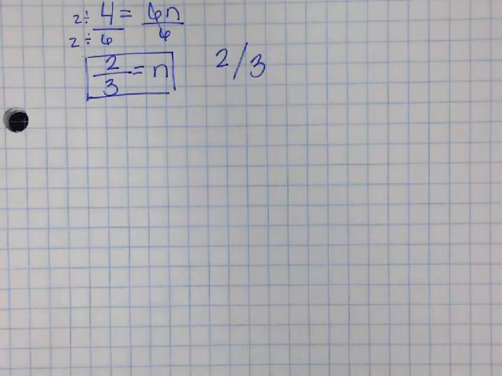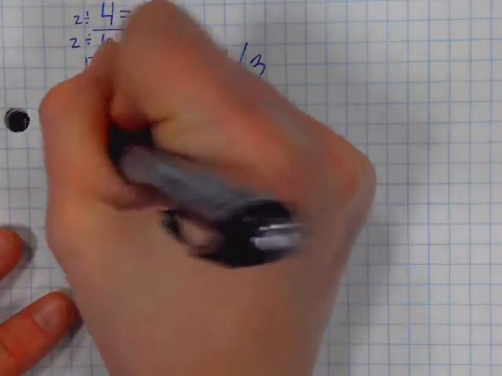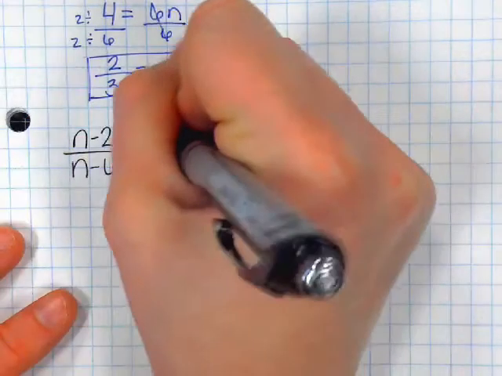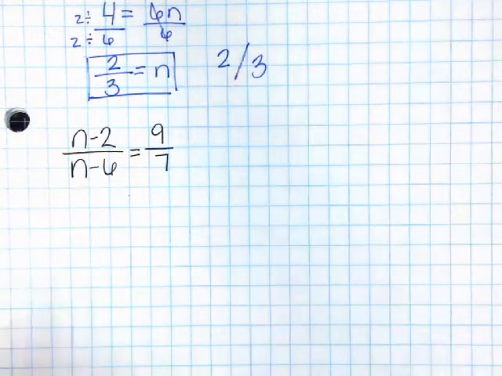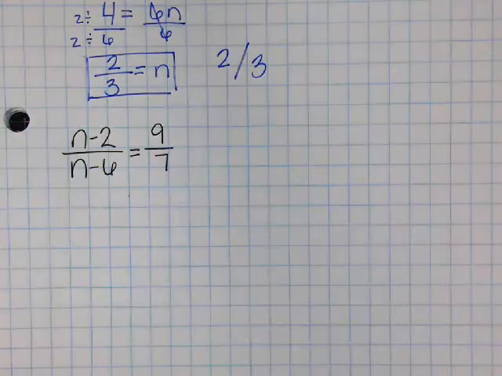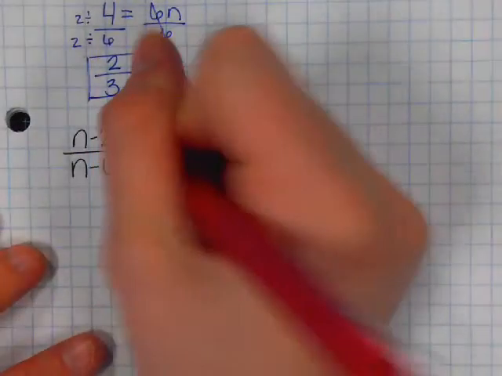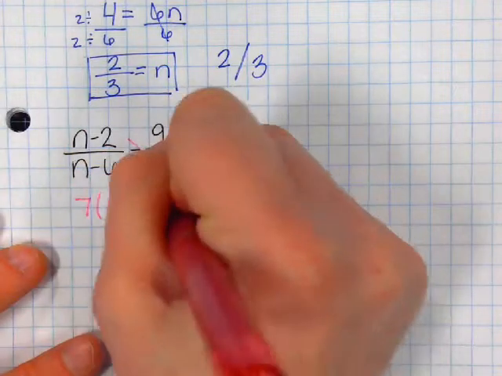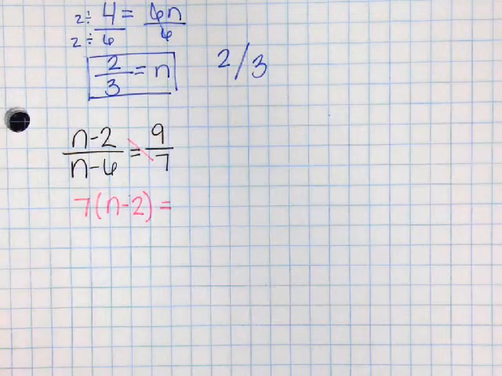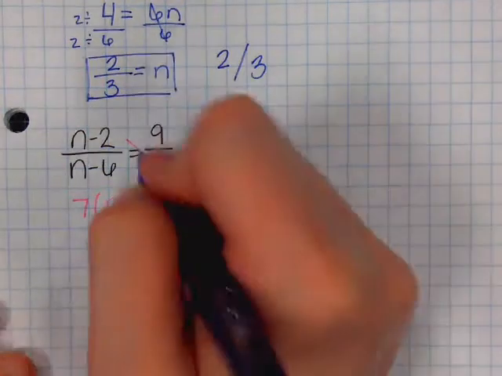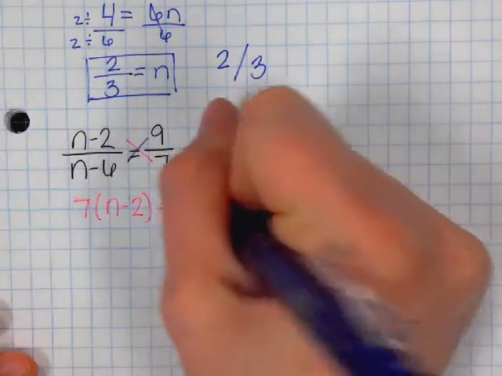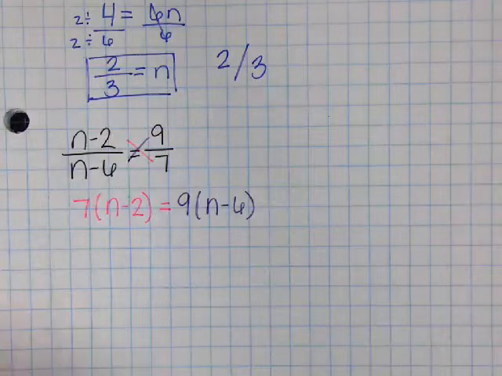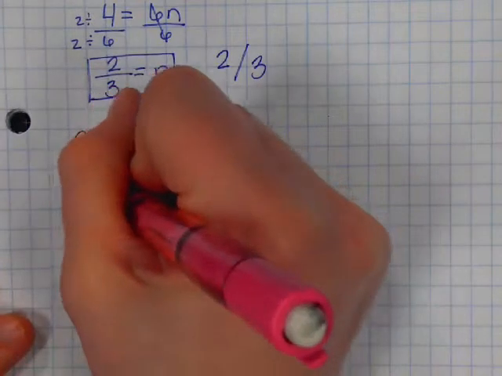Okay. The next one is n minus 2 over n minus 6 equals 9 over 7. Again, first thing you need to do is cross multiply. So it'd be 7 times n minus 2 equals 9 times n minus 6. Okay, distribute.